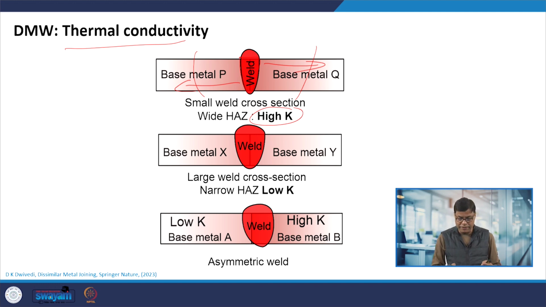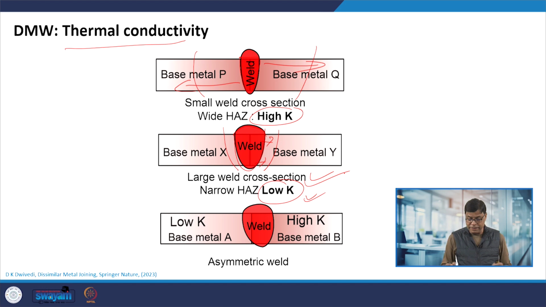The reverse happens when the thermal conductivity of the metals being joined is limited. In that case, heat dissipation to the base metal will be limited, so the HAZ will also be limited. On the other hand, most of the heat will be used for melting, to facilitate the fusion of the base metals, and that in turn will lead to a large cross section of the weld and a narrow heat affected zone.